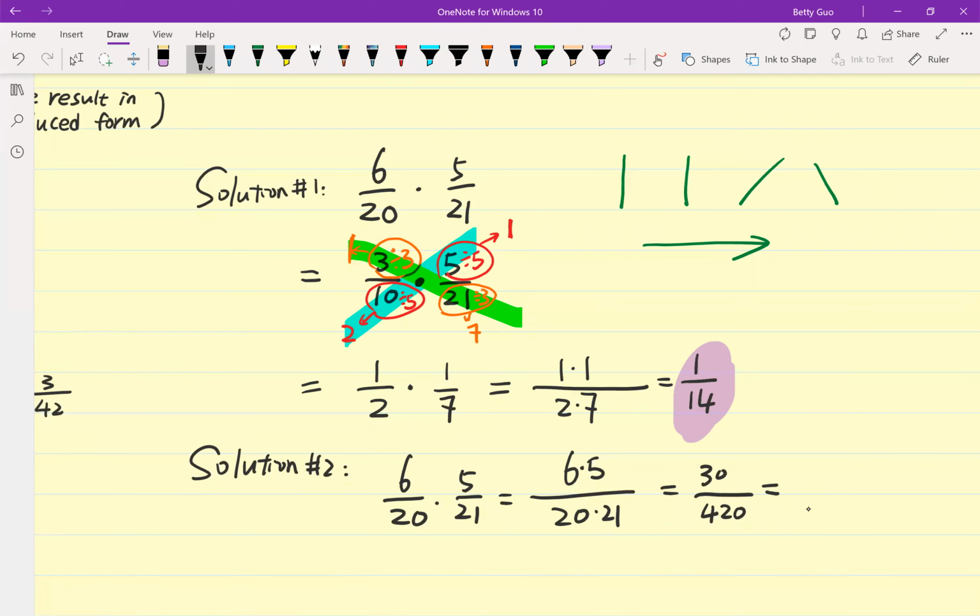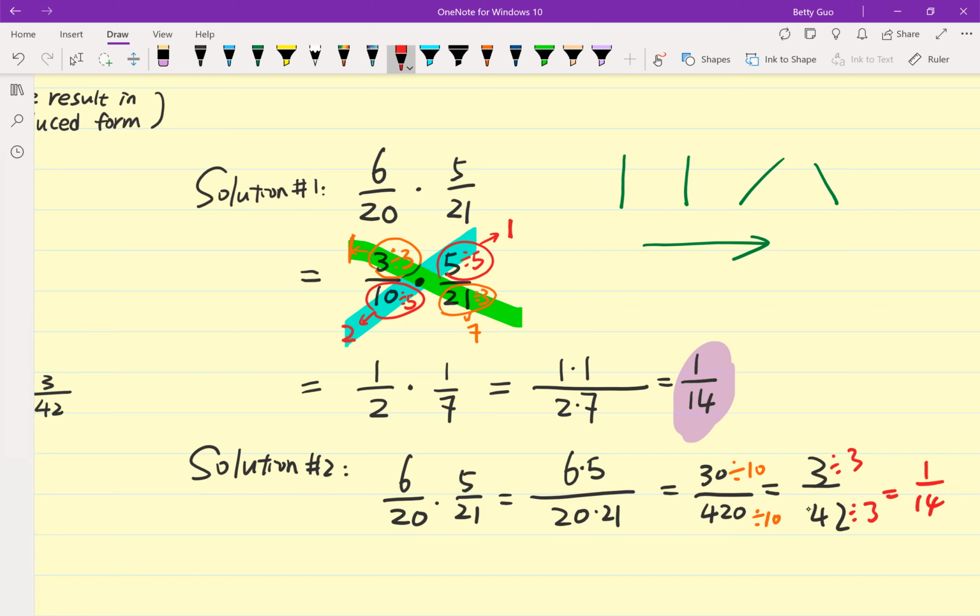You have to reduce it. And we notice both top and the bottom, the last digit is 0, so we know they are both divisible by 10. So we can divide by 10, divide by 10. And then we have 3 on the top, we have 42 on the bottom. And then we notice both top and the bottom are divisible by 3. So we can divide by 3, divide by 3, and then we will have 1 over 14.